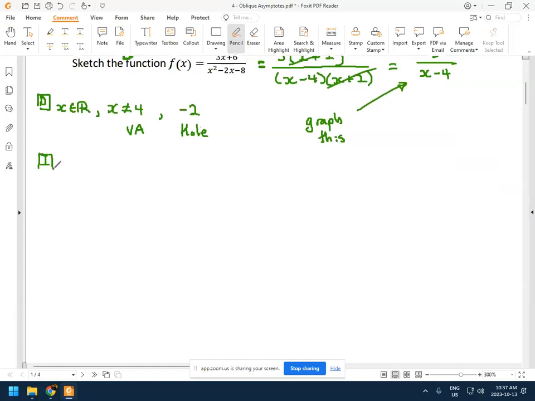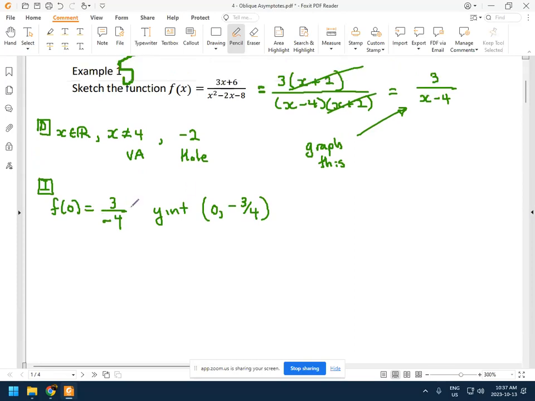Intercept. I always like to plug in 0 first because it's easy. That's a 3 over 0 minus 4. So my y-intercept is (0, negative 3 over 4). Somebody mentioned to me that you just need to look at the right side of the equation. You want to shortcut the y-intercept. So you look at the right side of the equation, 3 over negative 4. Correct.